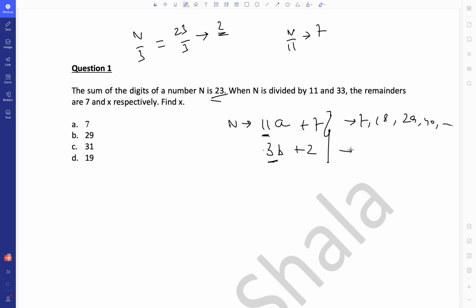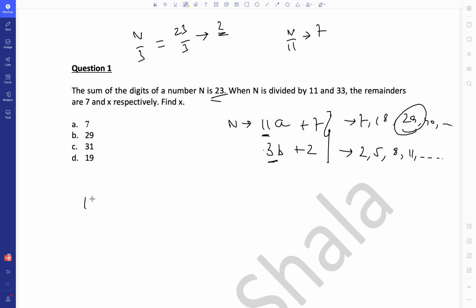For 3b plus 2, what are the possible values? You have 2, 5, 8, 11, and so on. So if you see, just find a common term between these two series. 29 will be a common term. 29 is coming in this one also, and 29 can be written in this form: 3 into 9 plus 2 will be 29.